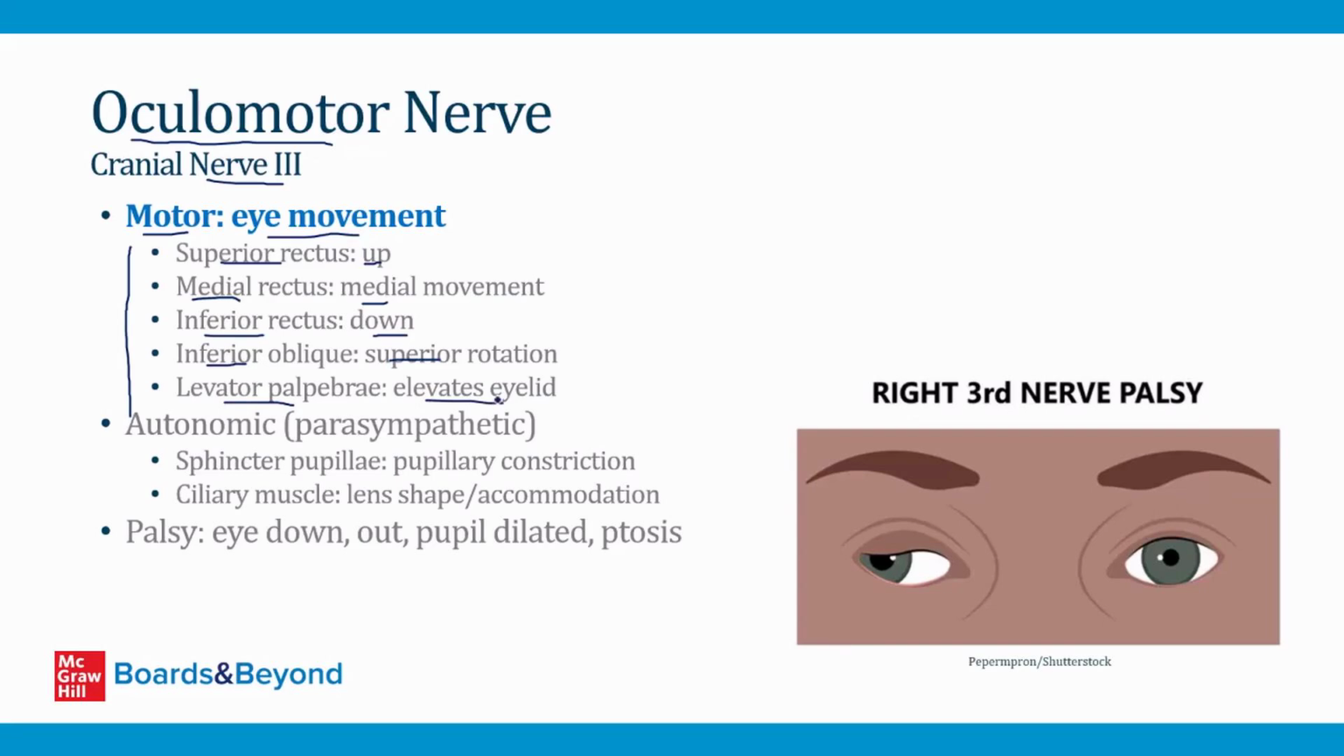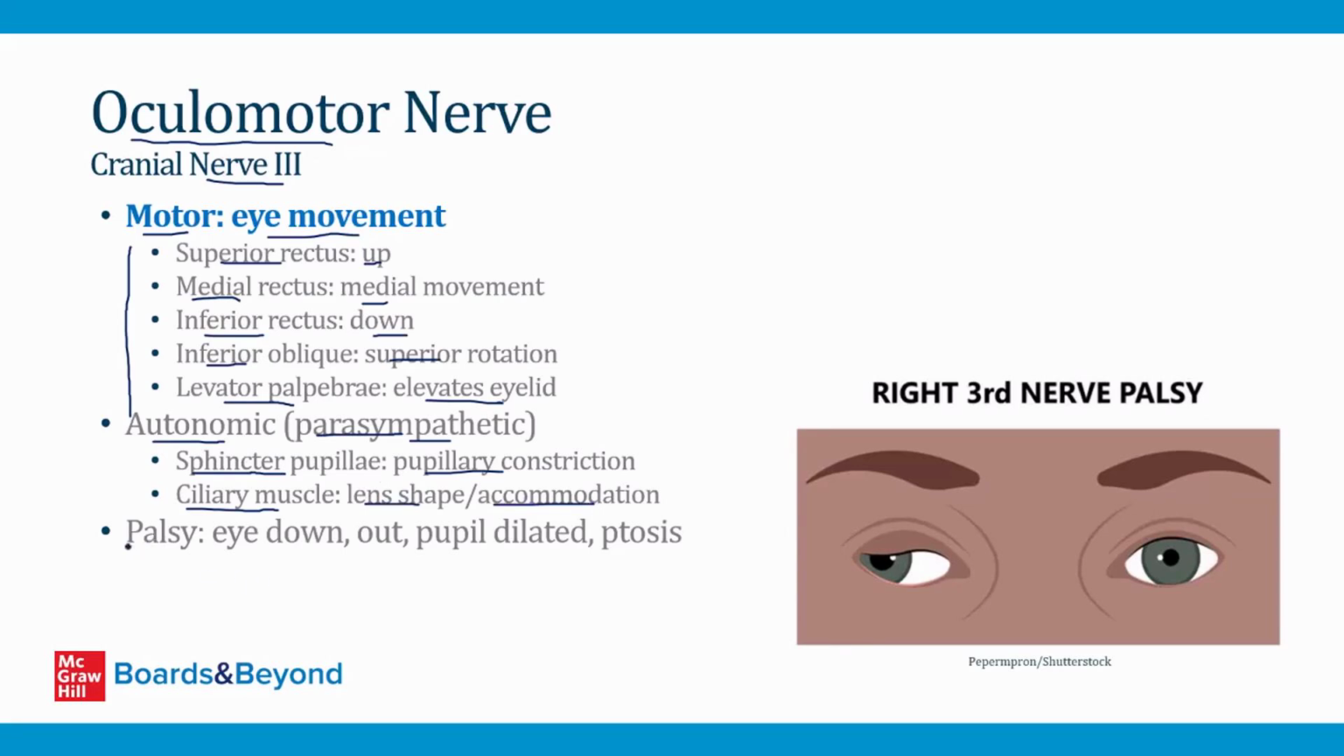In addition to its major motor function, it also has an autonomic function related to the parasympathetic nervous system. There are fibers that travel with the oculomotor nerve that innervate the sphincter pupillae. This is a muscle that causes pupillary constriction as part of the parasympathetic nervous system. Also, the ciliary muscle is an autonomic muscle innervated by the oculomotor nerve. It's responsible for accommodation, which is changing the shape of the lens to focus on near objects.